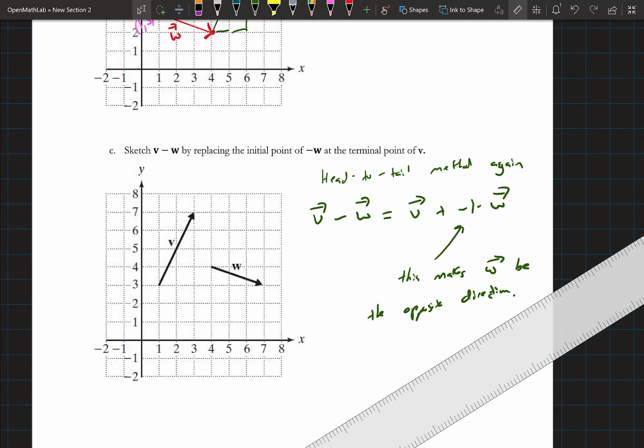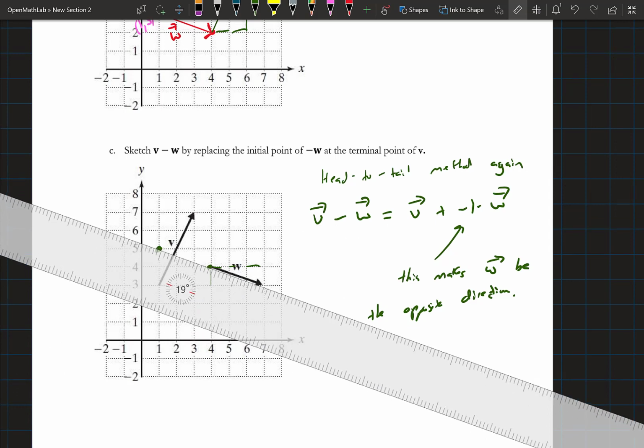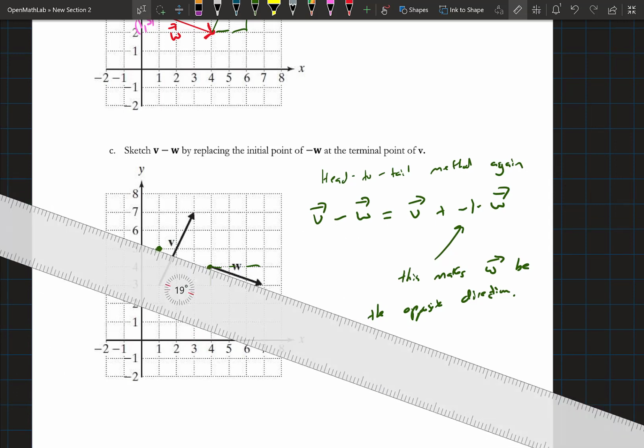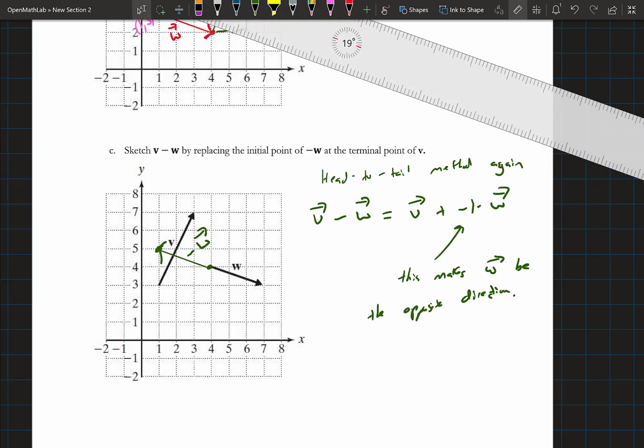So when I draw vector w, notice I go to the right 3, so I'm going to go to the left 3. And then with vector w, I go down 1, so I'm actually going to go up 1. So this point and this point are going to form the vector. So this is vector negative w.